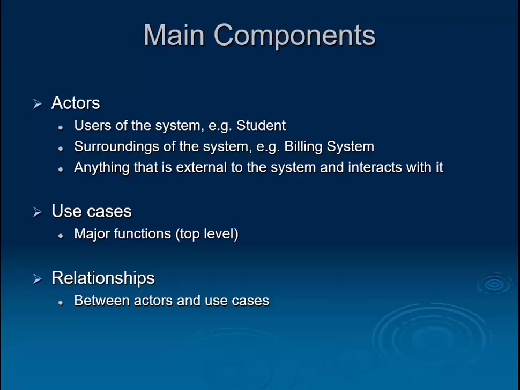The second main component is the use case, which are the major functions or the top level functionalities, or in simple words, the user requirements. And the relationships, which are between or among the different actors and the use cases. Remember that the minimum number of use cases covered by the system should be 1. We cannot say there are 0 use cases. Minimum 1 use case, and there is no bound on the maximum number of use cases.